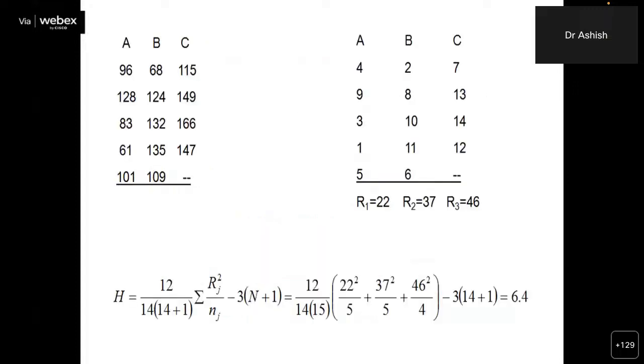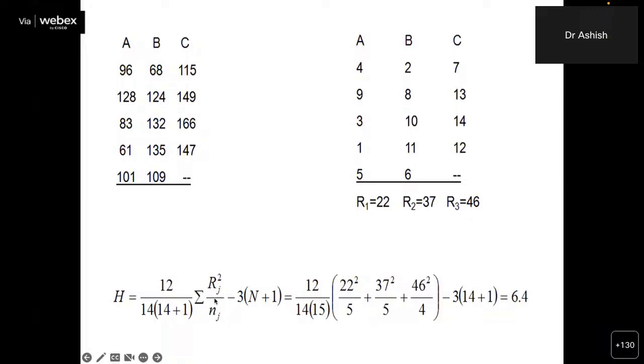This is an example where we have three data sets, A, B, and C. For these data sets, it is not mandatory that we have equal samples in all three groups. So we find the ranks for the first group, R1, then the ranks for the second group, R2, and for the third group. We arrange this data set in ascending order, and based on the categories, we assign the ranks. So for A, what rank are we getting? 22. For B, we get the rank 37. And for C, we get a rank of 46.